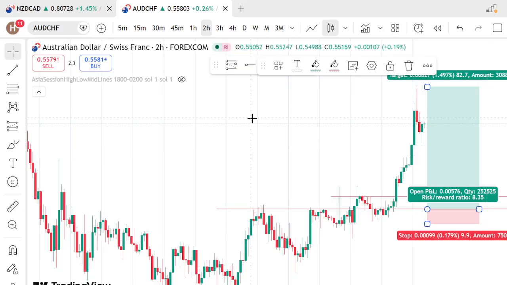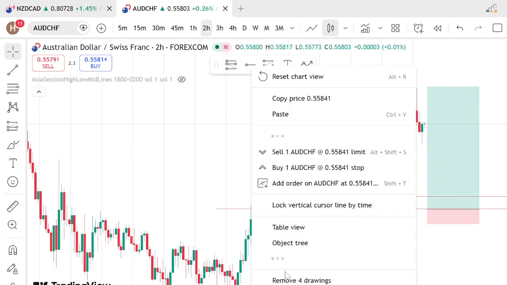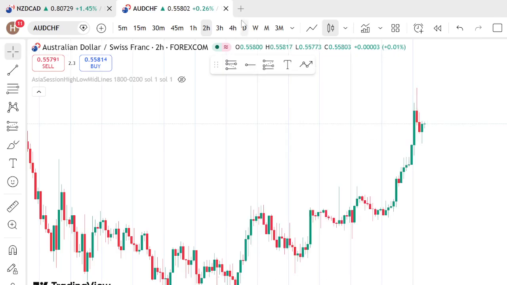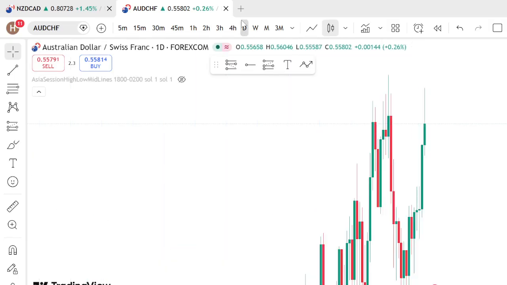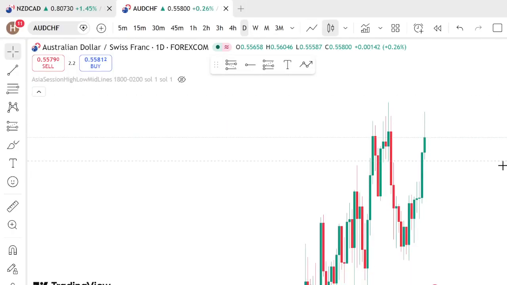Alright, let me just clear this chart. Now for those who are just joining my YouTube channel, I trade the SLK strategy. The simplified SLK strategy. It's also SLK, so it's nothing serious.